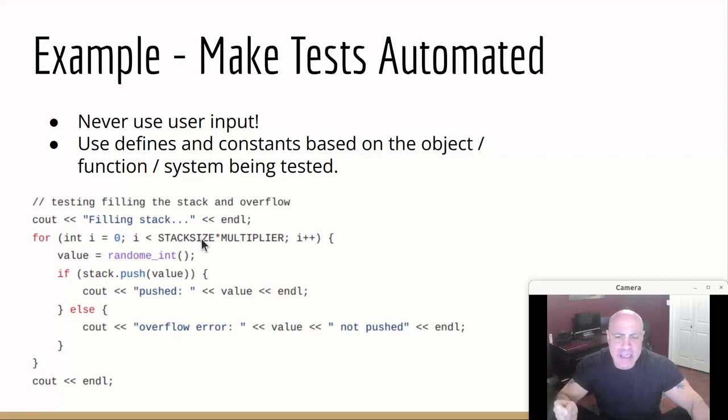So stack size is 10. Multiplier, we're going to make that up. Okay, so multiplier is going to be like, let's make it 1.2. Those defines are going to be in my header file somewhere. A header file in this language, right? It would be a constant in some other language, in with your code, not a header file. But in this language, those would be defines probably in a header file.